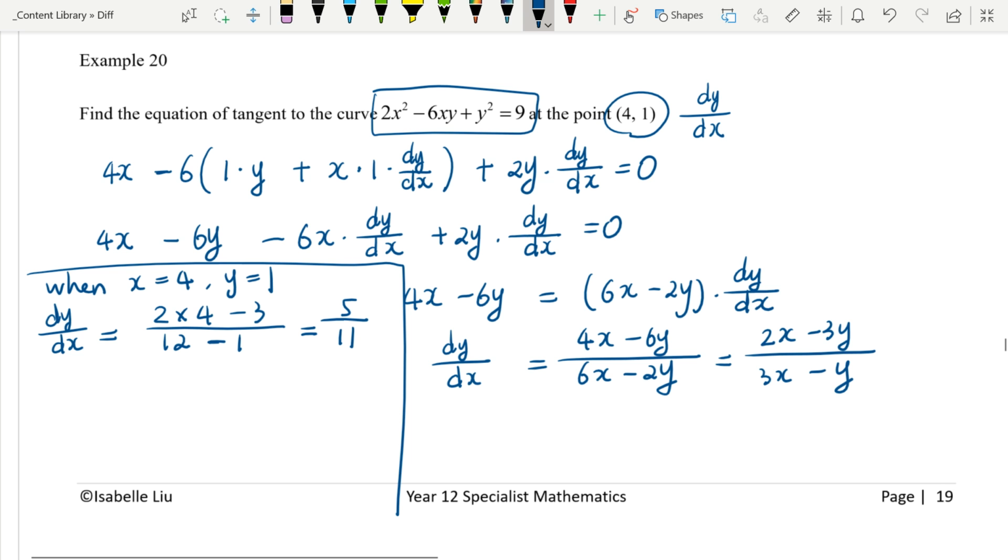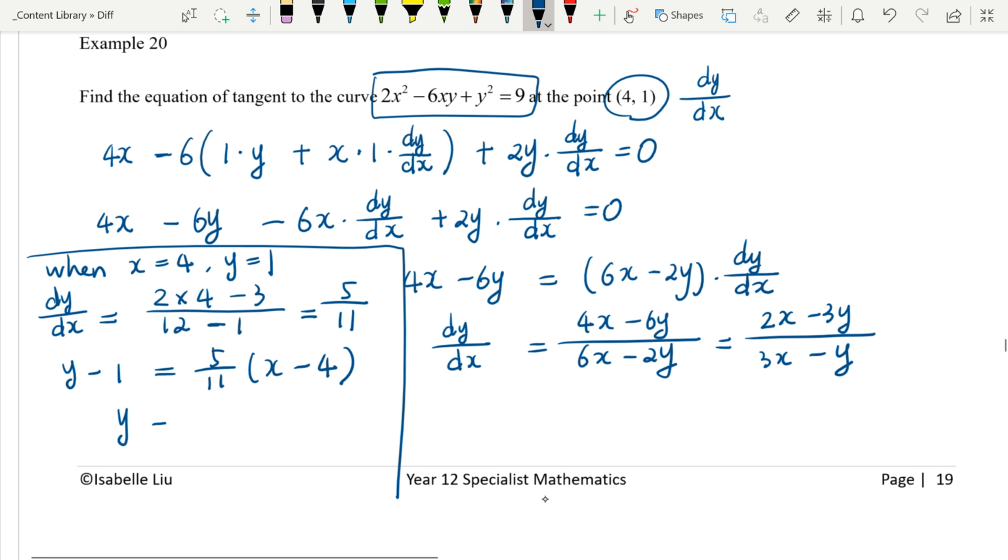So substitute the value in, we get the gradient at that point, and we have y minus y1 equals gradient times x minus x1. So y equals 5 over 11 x minus 20 over 11 plus 11 over 11. That's 5 over 11 x minus 9 over 11.